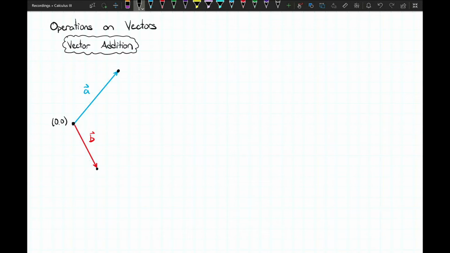Well, it might help to intuitively think about these two vectors as displacement. So for instance, let's start off with A. I'm traveling from the initial point 0, 0 in the direction of A with that particular magnitude, and I'll end up at this point here at the top right.